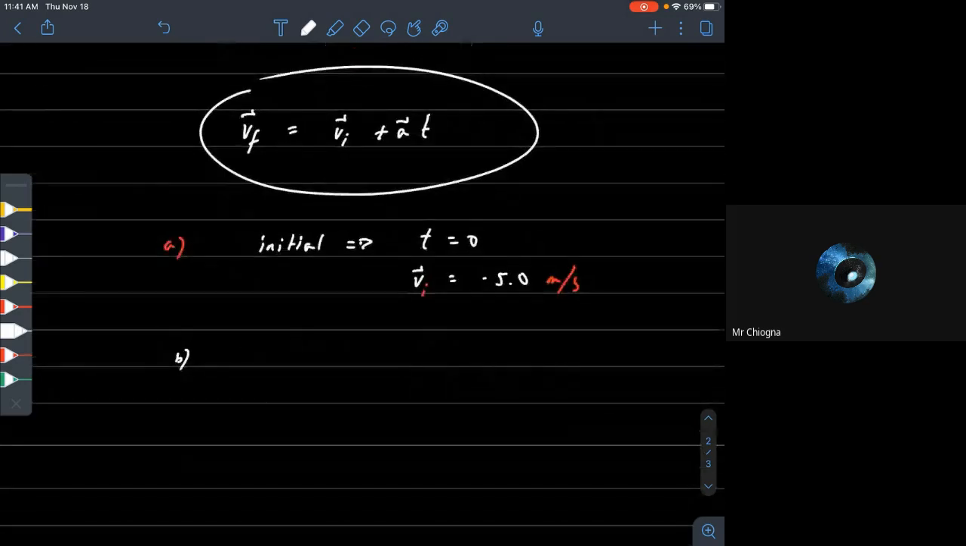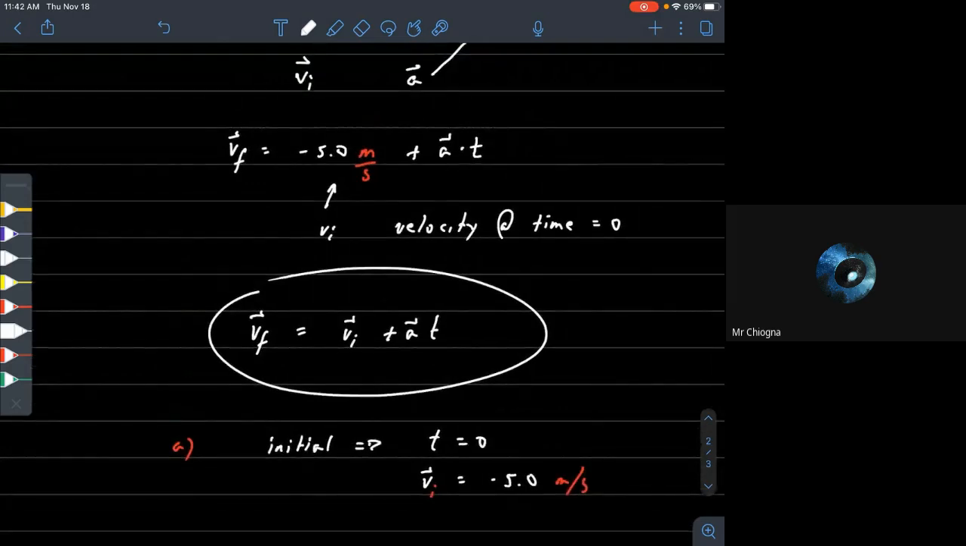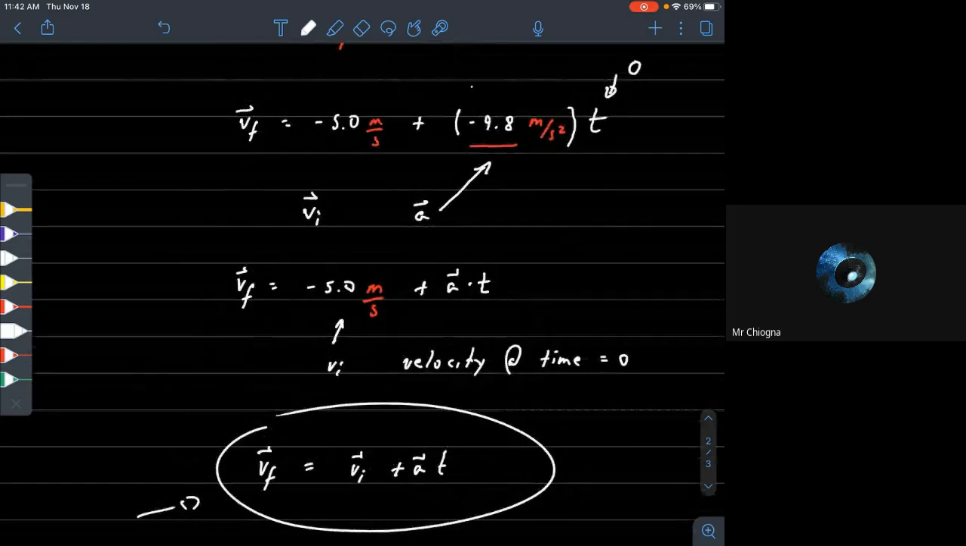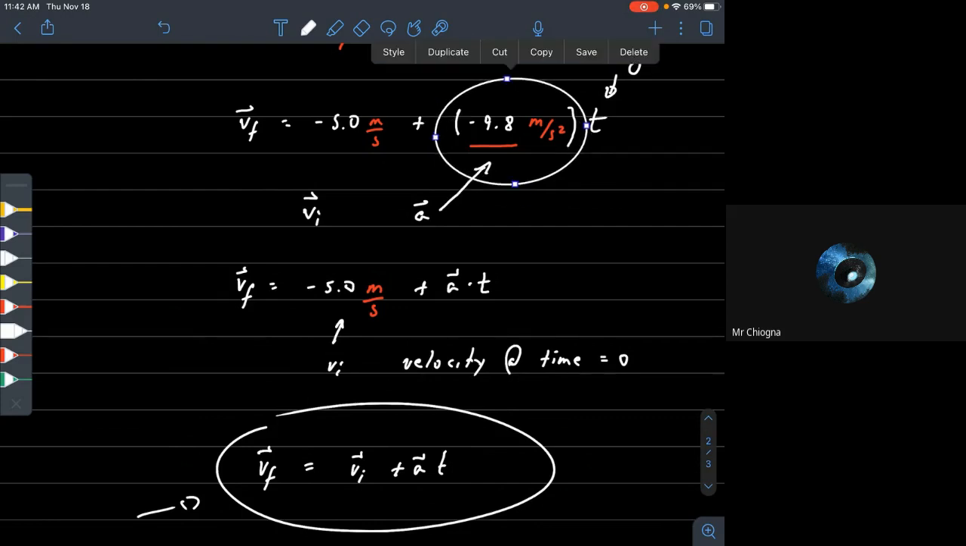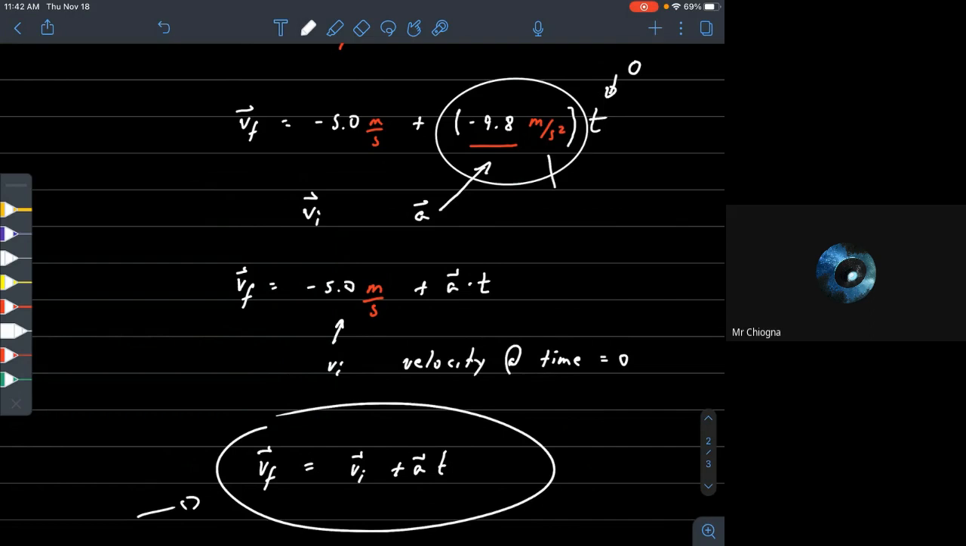B, what was the acceleration of the ball? Again, it takes on this form here, where A is this. How do you know for certain that's the acceleration? The unit. Look at the unit. Meters per second squared. That's your giveaway. Must be acceleration because that's the unit for acceleration.